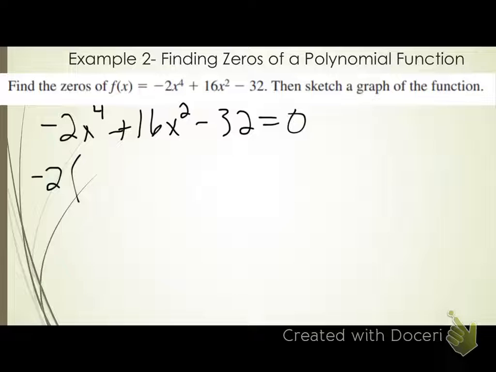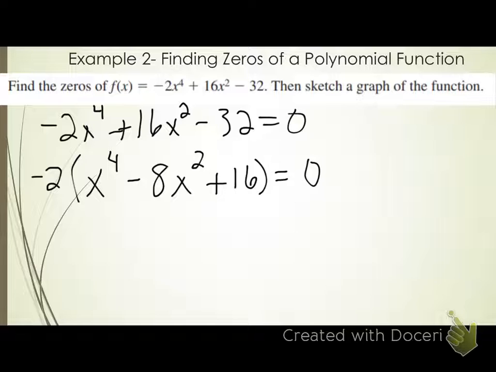So negative 2 times what gives me x to the 4th? X to the 4th. Negative 2 times what gives me 16x squared? Negative 8x squared. And negative 2 times what gives me negative 32? Positive 16, still equal to 0. Everyone with me? Can I factor x to the fourth minus 8x squared plus 16 further? Yes, I can.